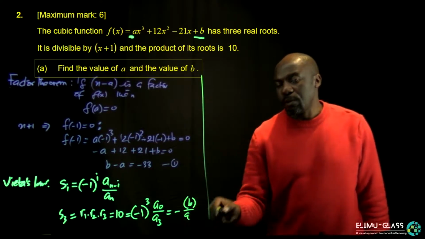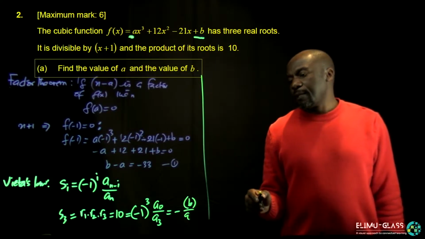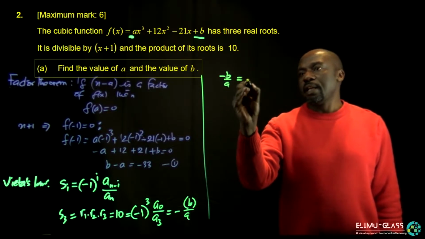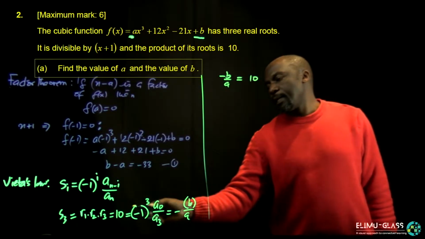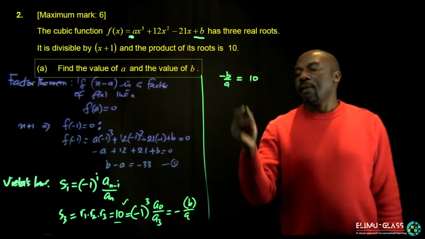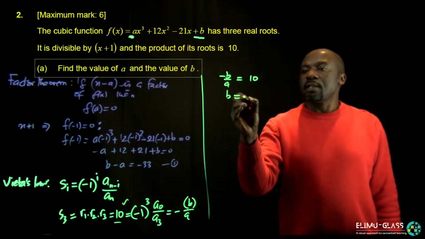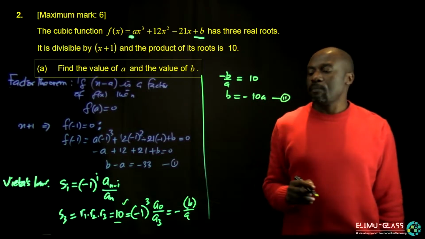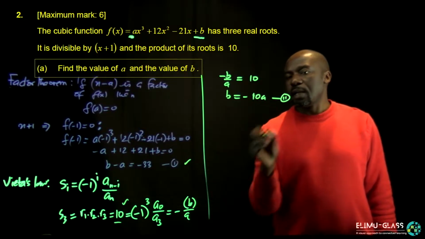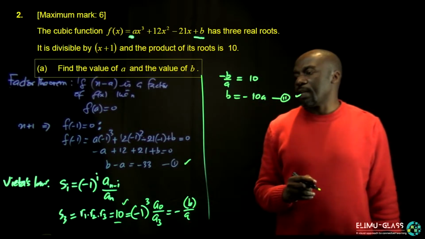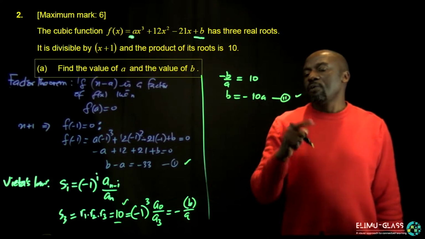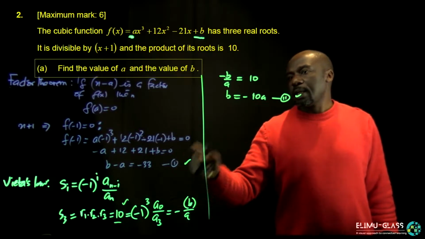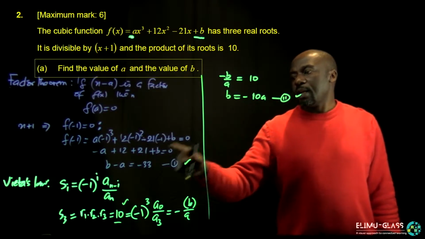So we can conclude then that minus b over a is 10, this 10 here, and therefore b is negative 10a. This would be our equation number 2. When we solve equation 1 and equation 2 together, we should be able to get the value of a and the value of b. We can do that easily by substituting 2 into 1. So we remove the value of b there and substitute there.